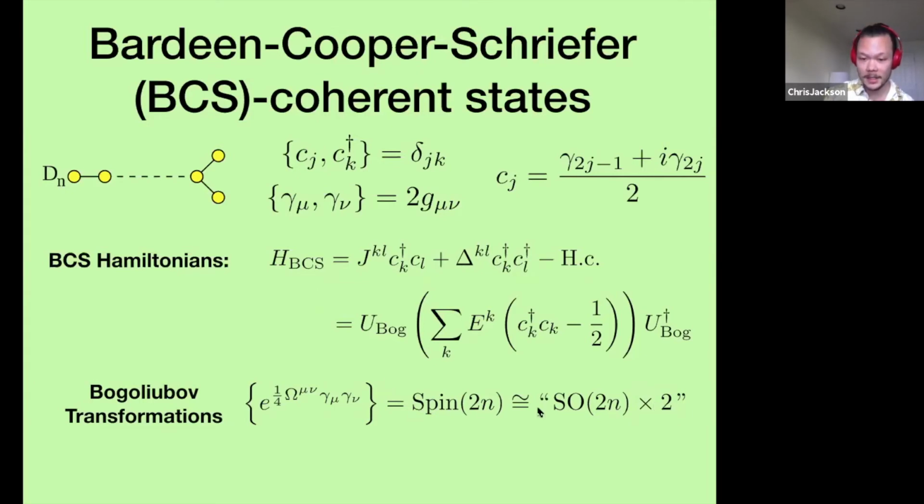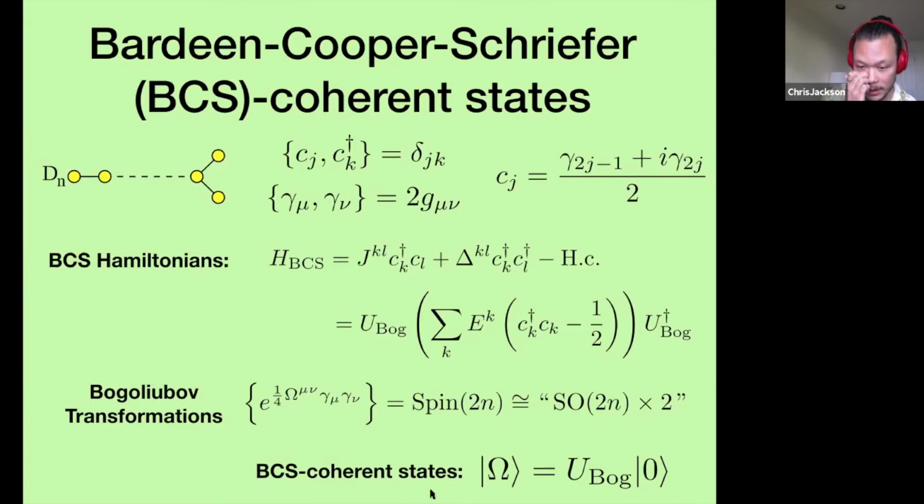And because this is in fact a semi-simple Lie group, there is a nice, terse way of describing everything you could ever want to know about this group in terms of a Dynkin diagram. All right, so the BCS coherent states, which a lot of condensed matter people like to call simply coherent states these days, are just the ground states of these BCS Hamiltonians, which can be thought of as Bogoliubov transformations on a vacuum state. Any questions?